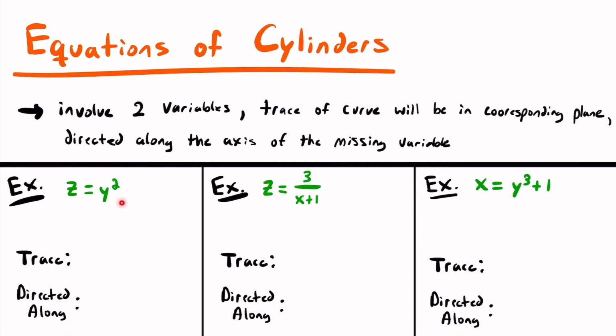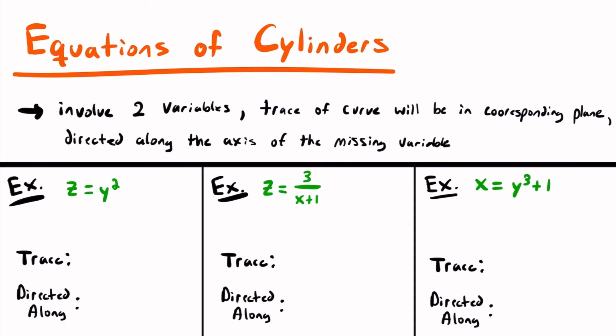Let's start with this one right here. We have z equals y squared. This is the equation of a cylinder because it involves two variables, right? Just y and z. There's no x, it is just y and z. So we know that we are working with a cylinder. The moment that you are given an equation of a surface that only has two variables, you know you're working with a cylinder. So in this case, the trace of the curve for this cylinder would be in the corresponding coordinate plane for the two variables present in the equation. In this case, that is y and z.